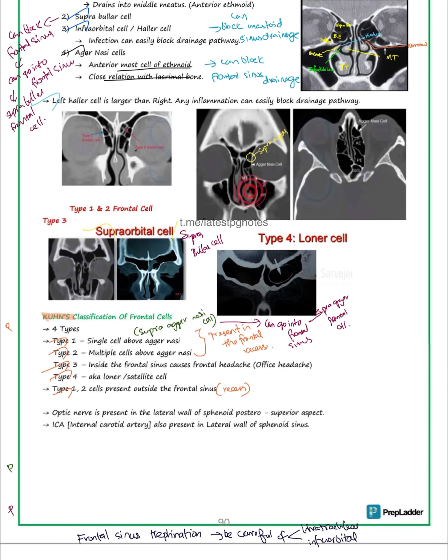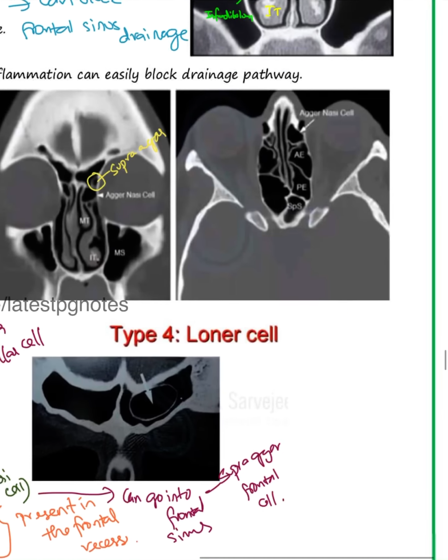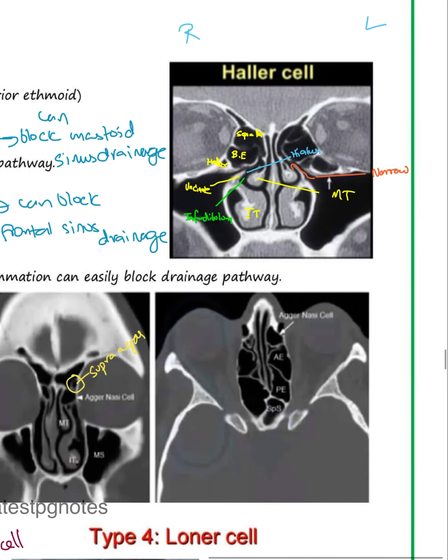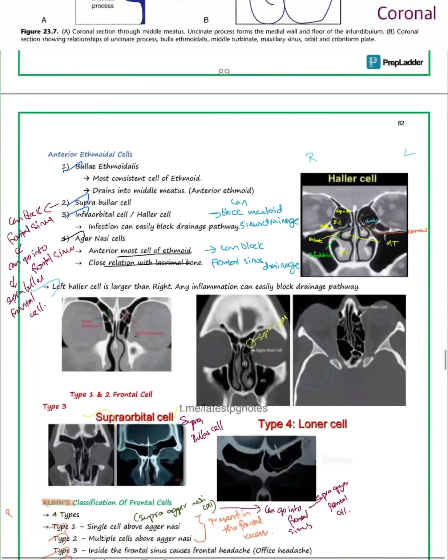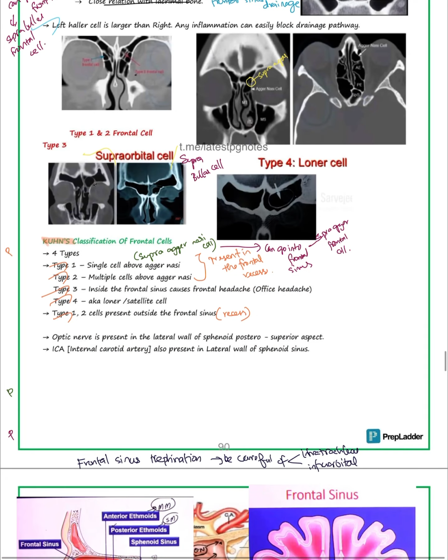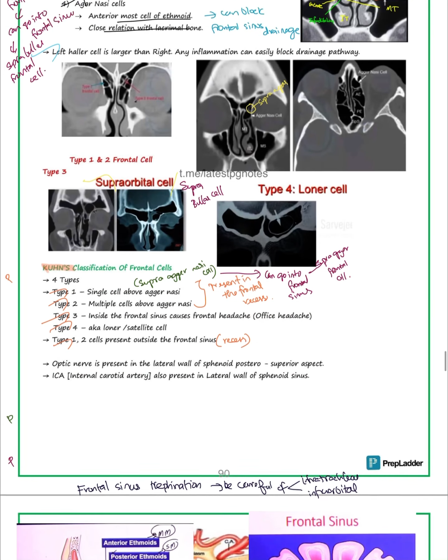You can appreciate in all these diagrams here. You can see the agger nasi cell present in someone. Here it is not present, the agger nasi cell. Okay, then let's go into the classification of frontal cells.